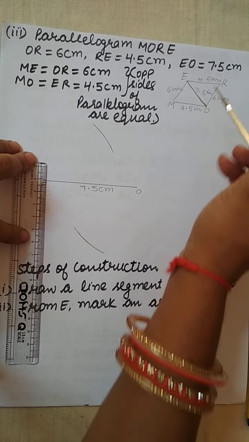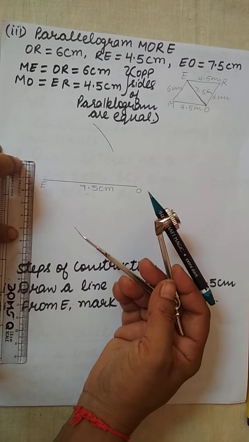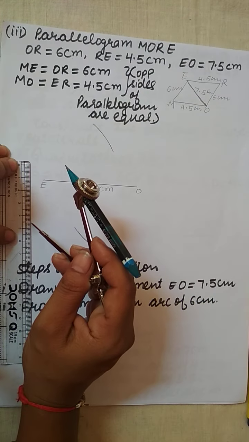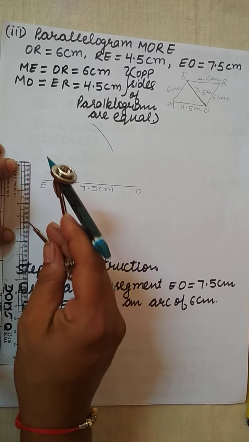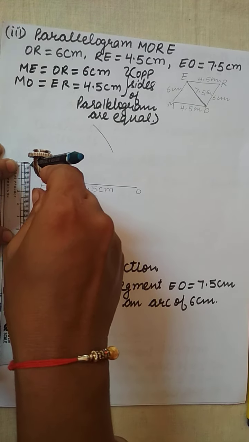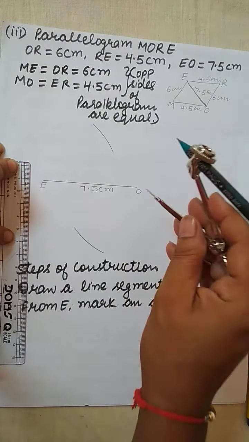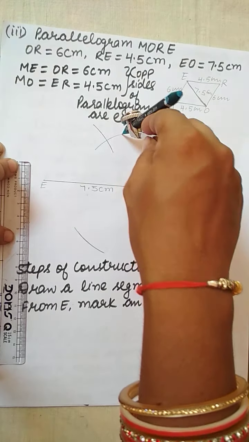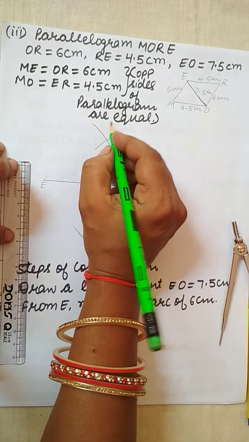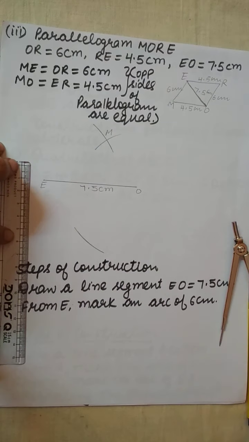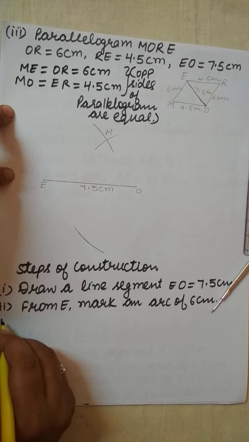from O equal to 4.5 centimeter. Now open your compass equal to 4.5 centimeter. This is 4.5. From O mark the arc 4.5 centimeter and take this point as M. So write the step of construction as well.